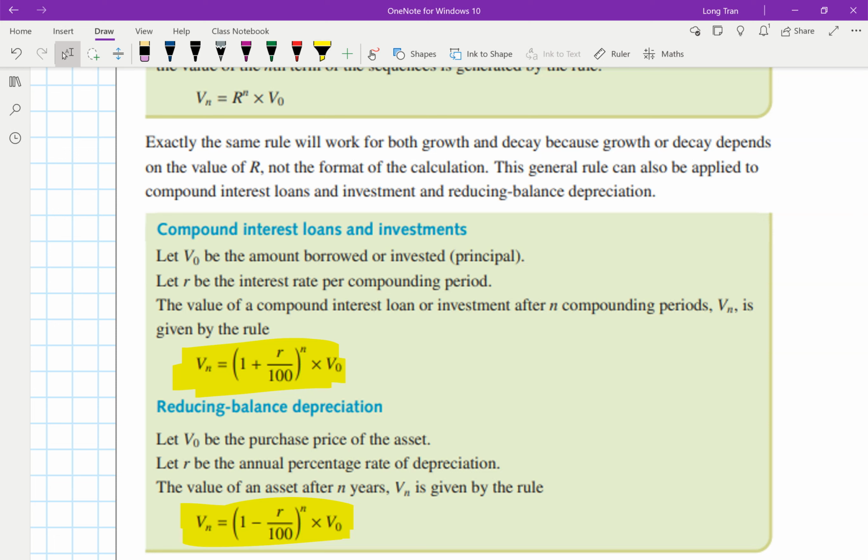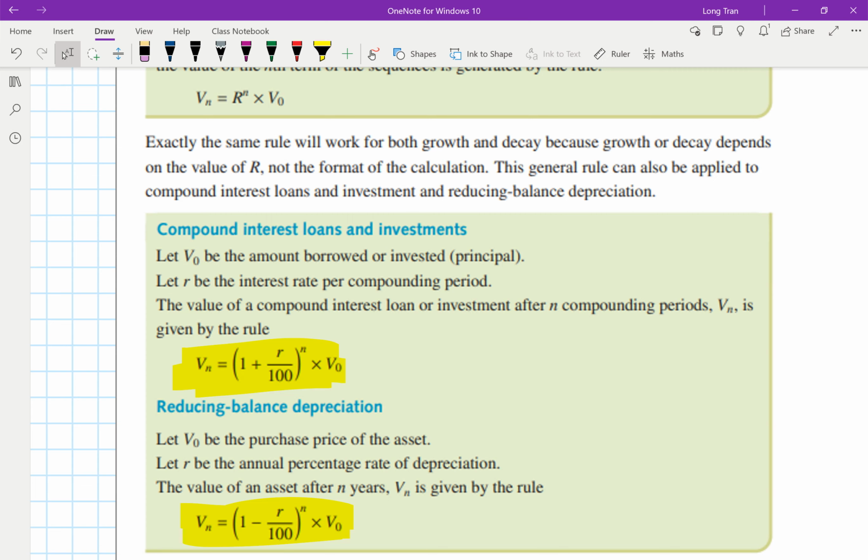But really, it's the same formula. Both of them are exactly the same. The only difference between them is whether you subtract or add. Your goal, when you read the questions, is to determine whether it is appreciating or depreciating. And that's the difference between the two. But really, the two rules that we've learnt so far are either a geometric sequence or an arithmetic sequence. You either grow or you lose in both scenarios.